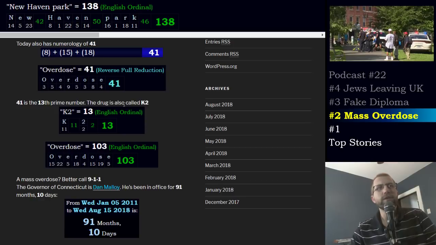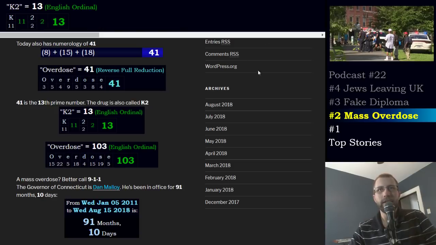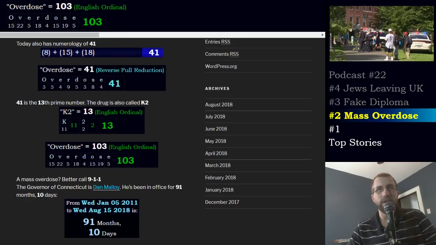All right. So the 13th prime number is 41. Synthetic marijuana has a nickname called K2. Well, K2 equals 13 ordinal. In numerology, zeros are ignored in the results. So the word overdose summing to 103, just like the number 13.